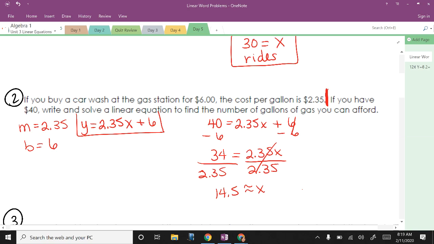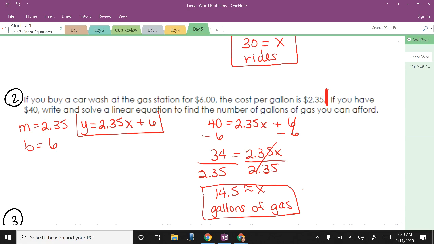And if you put squiggles, that means we rounded. That's approximately, right? Equals is a strong word in math, right? Equals means exact. So when I put a squiggle equals, that means approximately, right? So 14.5, approximately 14.5 what? Gallons of gas. Word problems need words with their answers. There we go.